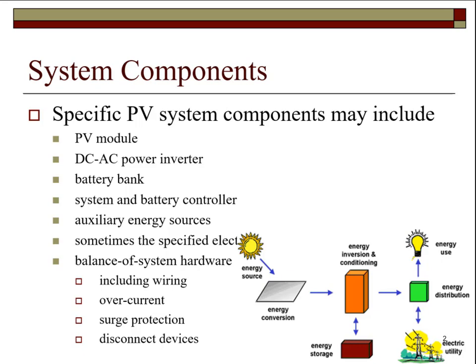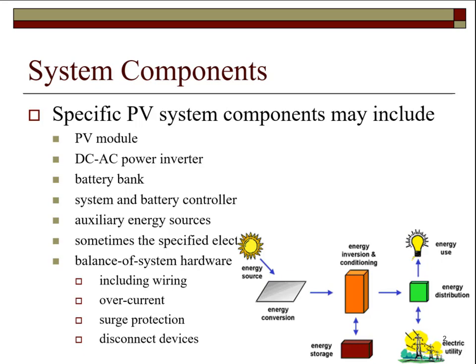This gives us the various components of the solar PV system. We of course have the PV module. PV modules generate DC or direct current. In almost all cases, this direct current must be converted to alternating current. The inverter is what changes this DC current to alternating current.